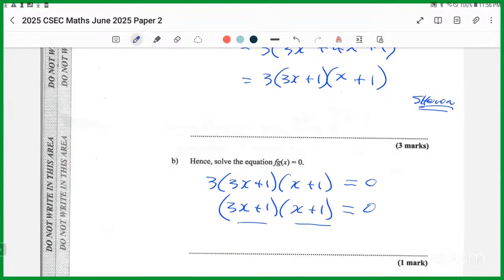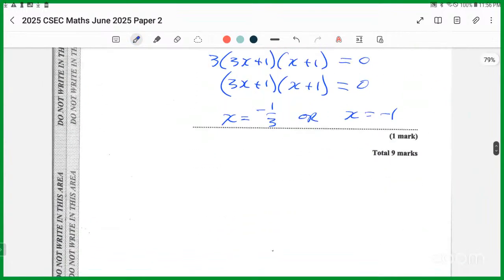So the product equals 0, then it is either this factor equal to 0. If that is equal to 0, you take the 1, transpose it as a negative 1, and divide by 3. So it will be x equals negative 1/3. Or if this factor is equal to 0, then we transpose this 1 and it becomes negative 1. And so it will be x equals negative 1. So those are the solutions for that. All right. So negative 1/3 and negative 1.